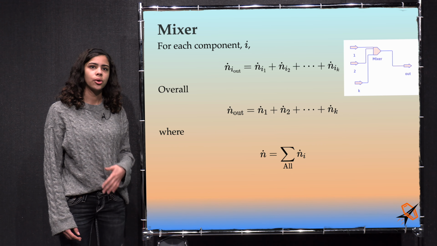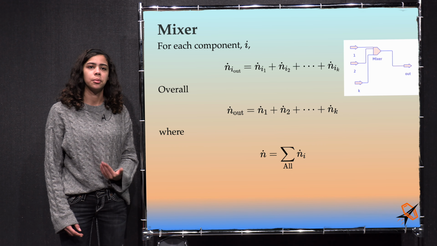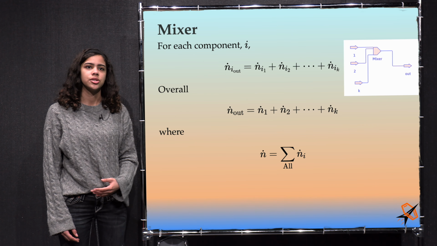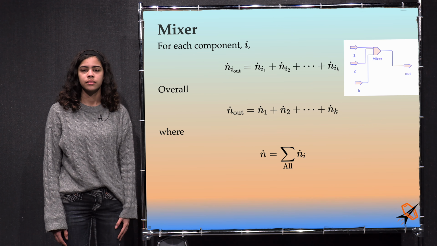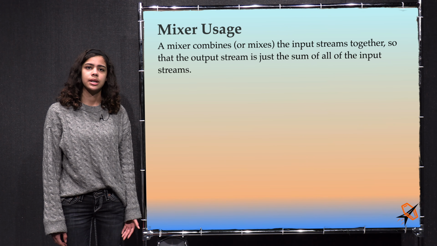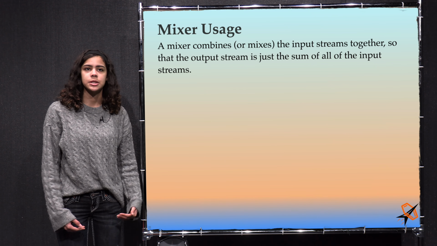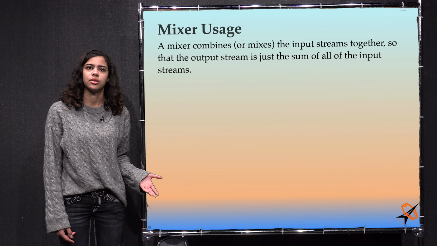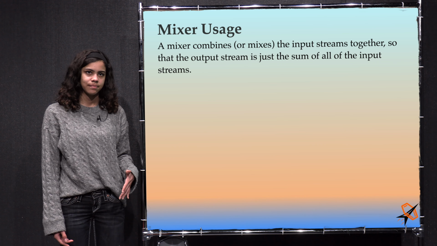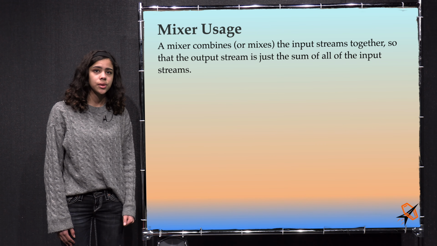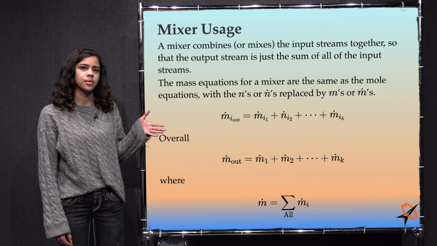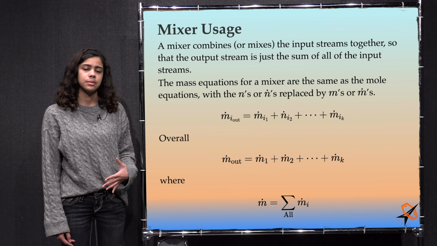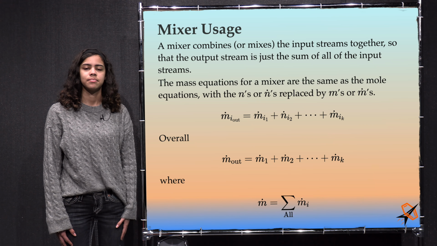In a stream, the total molar flow rate is the sum of the molar flow rates of all the individual species. As a reminder, there is no chemical reaction in a mixer. A mixer is used to combine or mix together the input species. Physical mixers can be as simple as a pipe T-junction or as complicated as a stirred tank. Again, since mass is also conserved, the mass equations for a mixer are the same as the mole equations, with the n's or n dots replaced by m's or m dots.